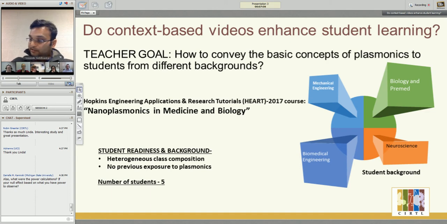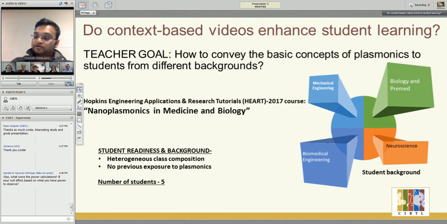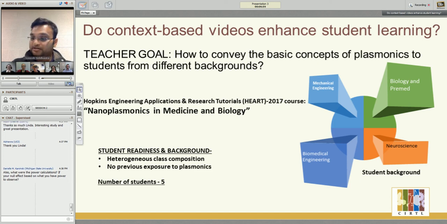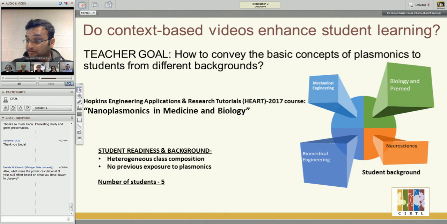The students had different expectations from this course. Some of them wanted to understand how this knowledge fits into their field, analyzing how optics fits into biology. They also wanted some mathematical insights, and they wanted to understand whether they want to pursue research in optics in future, or understand what nanobiotechnology is or the importance of plasmonics in medicine. As you can see, my class consisted of students coming from different backgrounds like mechanical engineering, biology, neuroscience, and biomedical engineering.